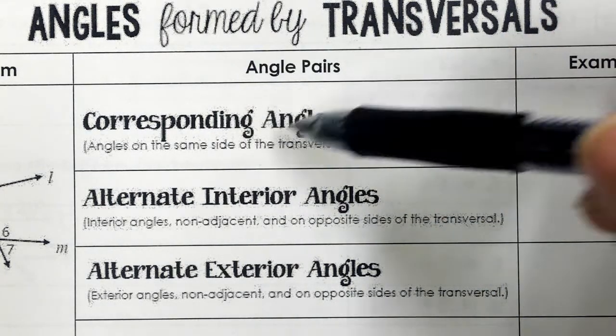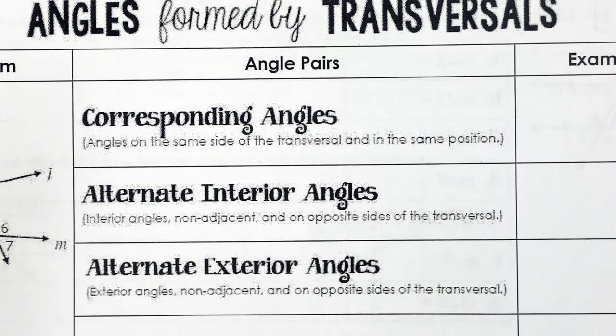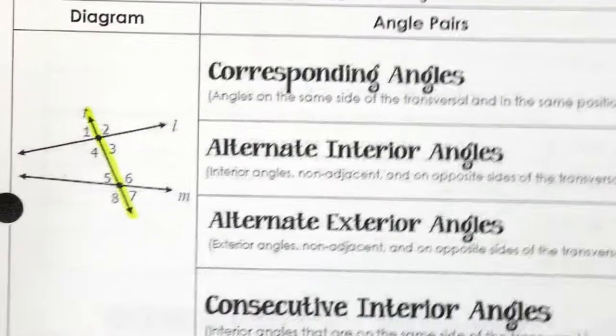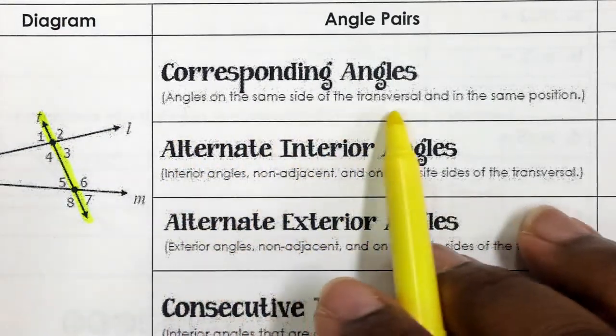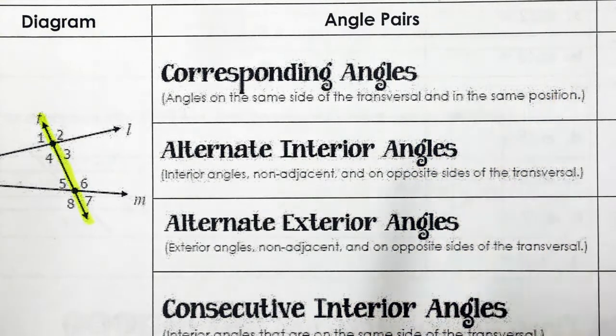Corresponding angles are angles on the same side of the transversal. So let me highlight my transversal again. Corresponding angles are angles on the same side of the transversal and in the same position. So they'll be on the same side of that line that I highlighted, and they'll be in the same position. Those will be corresponding angles. Same position means one is on top of the line being intersected, the other one will be on top of the other line being intersected. One is on the bottom of the line being intersected, the other one will be on the bottom of the other line intersected.